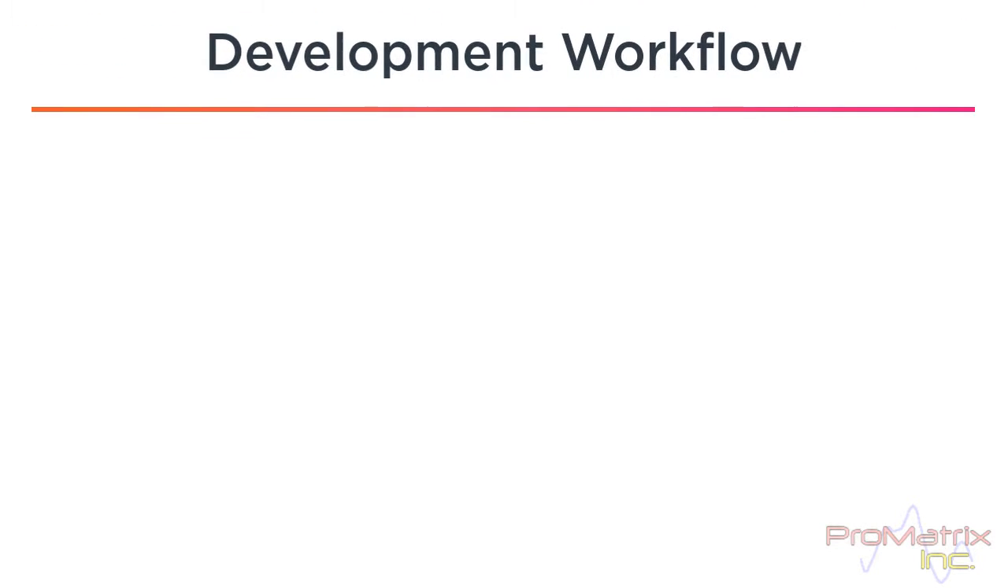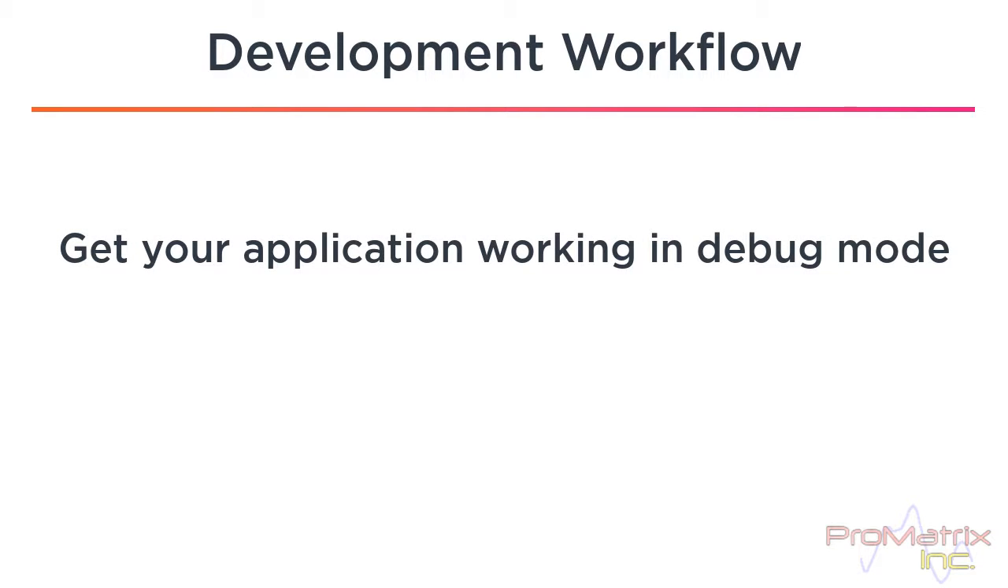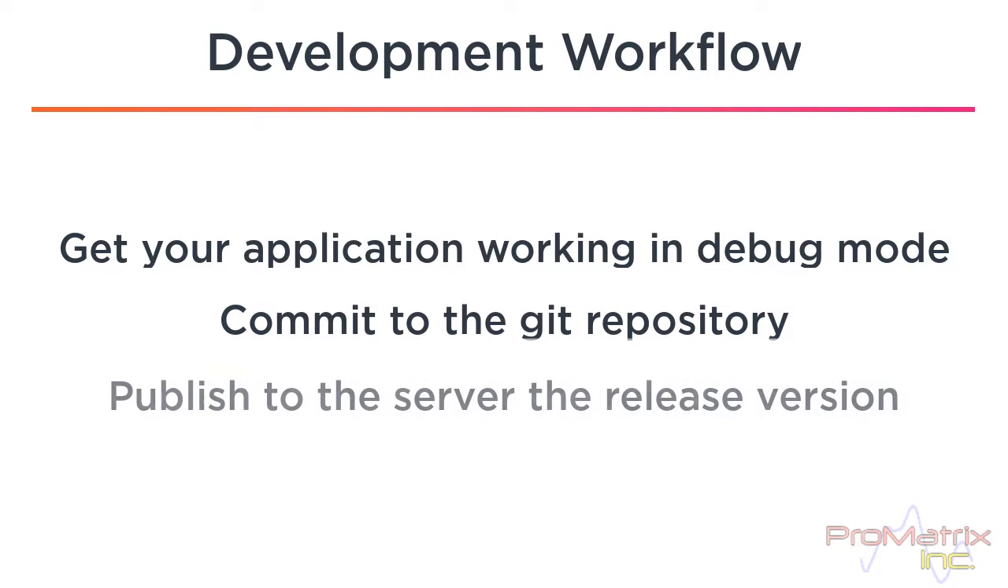The basic workflow for your development process should be to first get your application working in debug mode, commit to the Git repository, then publish to the server the release version of your code. This is probably the same workflow that you are already accustomed to.